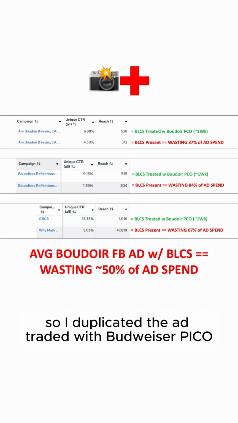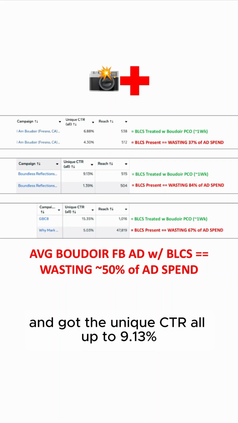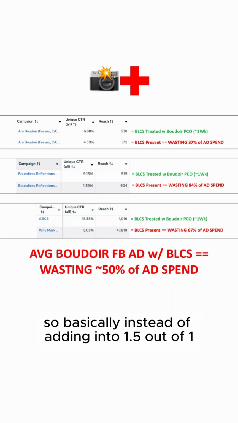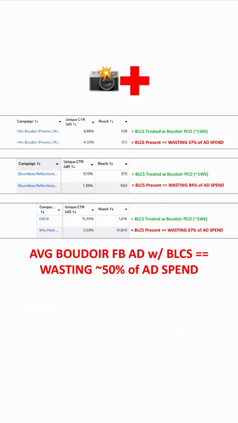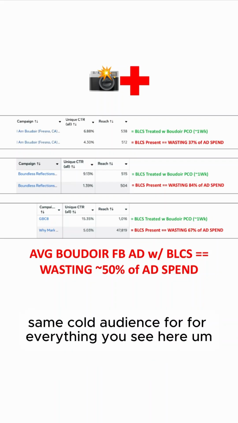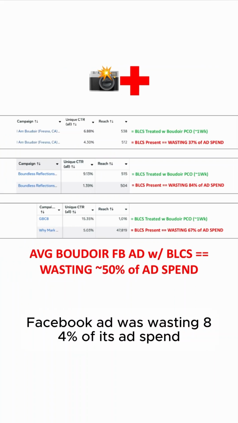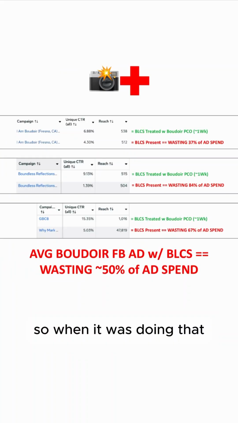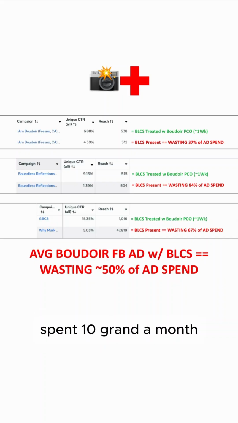So I duplicated the ad, treated it with Boudoir Pico, took about a week, and got the unique CTR up to 9.13%. So basically, instead of their ad getting into 1.5 out of 100 women's brains, now we're getting into 9 out of 100 women's brains. It's the same city, same cold audience for everything you see here. And so we found out the original Boudoir Facebook ad was wasting 84% of its ad spend. So when it was doing that, basically the original Boudoir Facebook ad spent 10 grand a month.